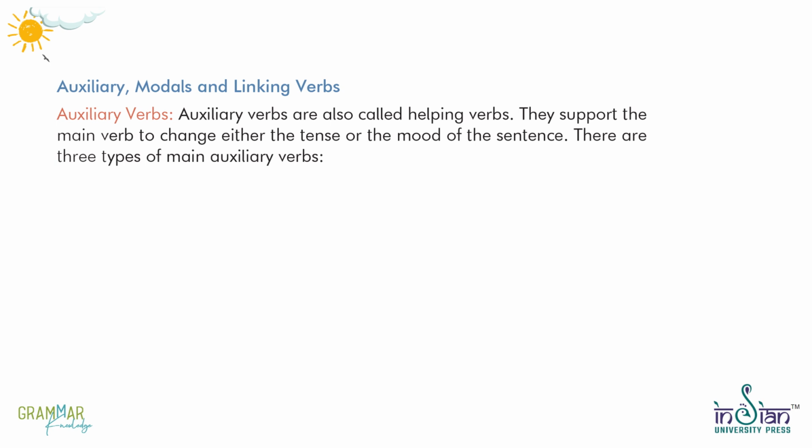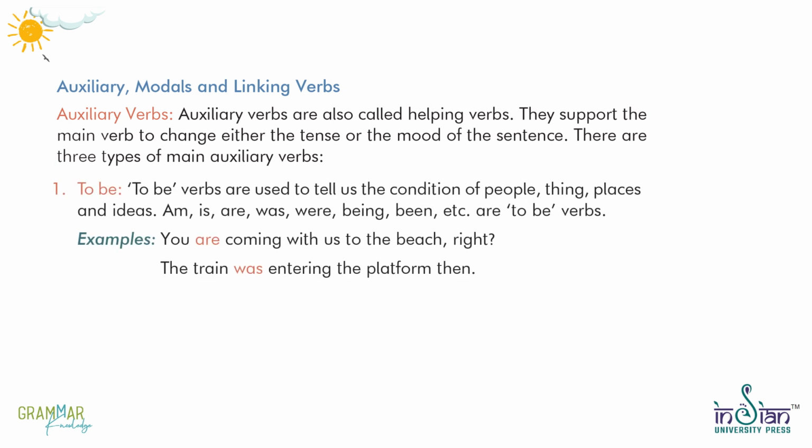Auxiliary, modals, and linking verbs. Auxiliary verbs. Auxiliary verbs are also called helping verbs. They support the main verb to change either the tense or the mood of the sentence. There are 3 types of main auxiliary verbs. 1. To be. To be verbs are used to tell us the condition of people, things, places, and ideas. Am, is, are, was, were, being, been, etc. are to be verbs.